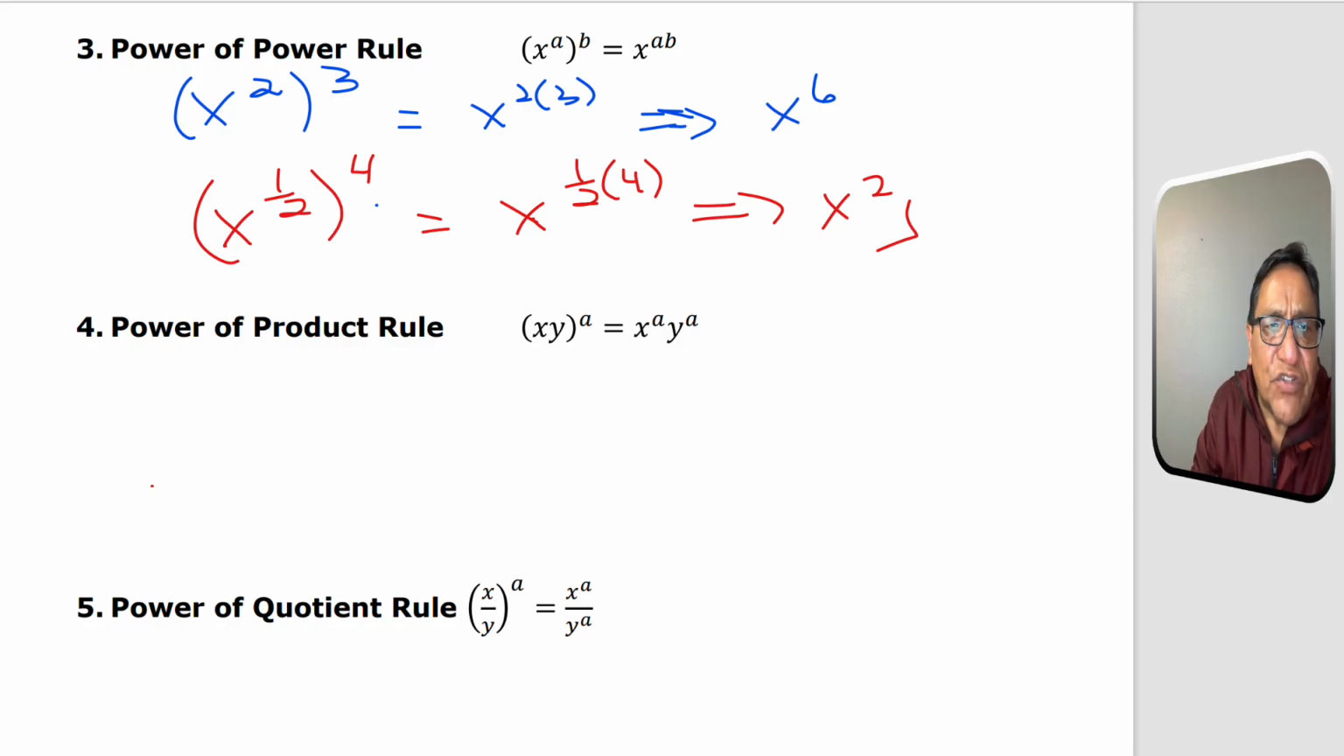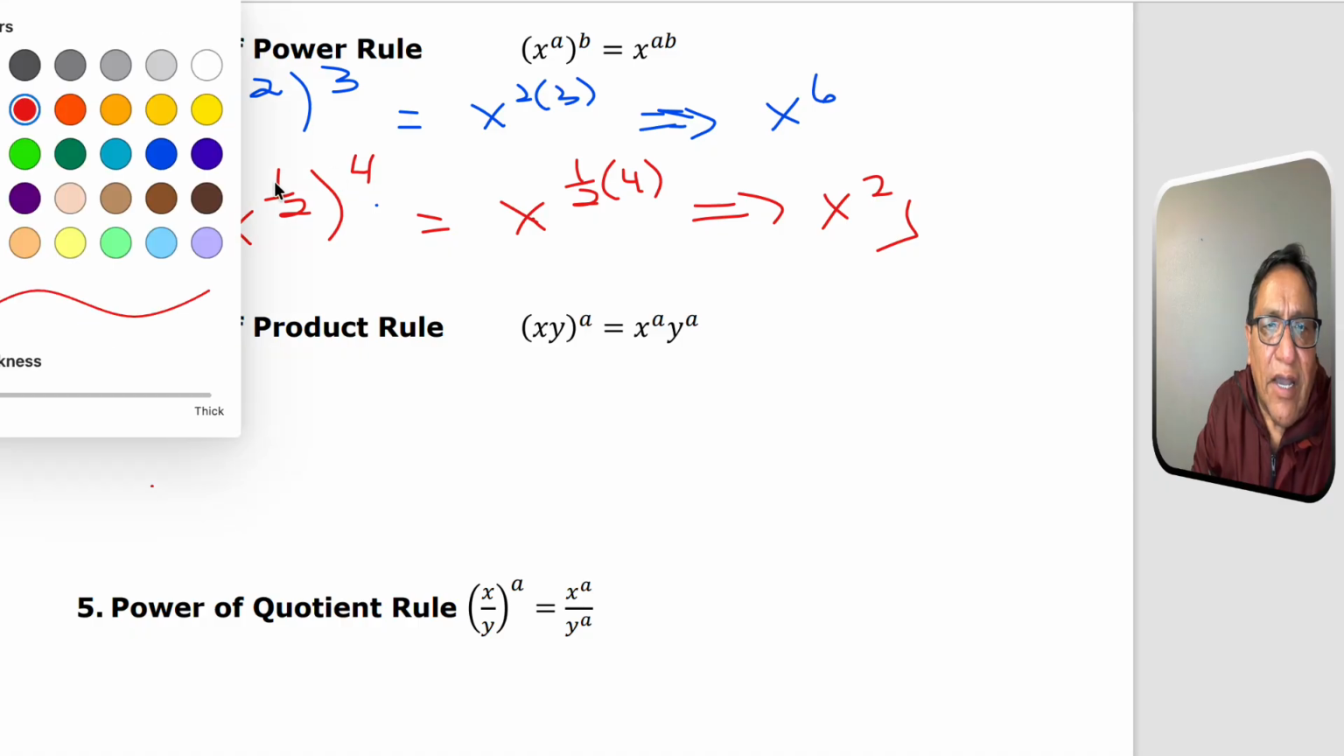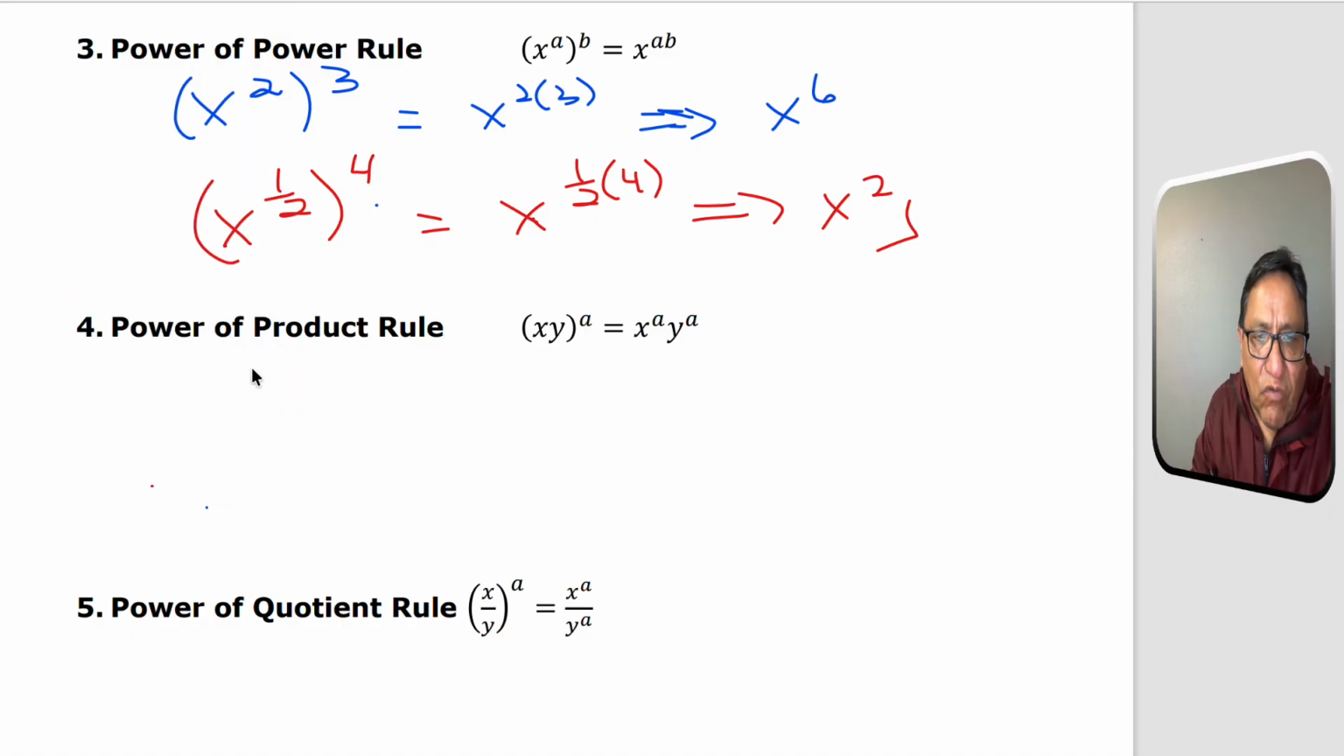So we will have situations like this with the power of a product rule. It means that we have x times y to the power a, so we distribute the exponent. So it will be x to the power a times y to the power a. In other words, let's say that we have x times y to the power 3. Then this will be the same as x cubed times y cubed.